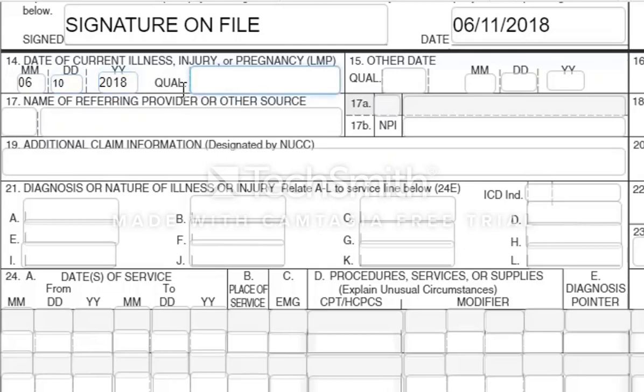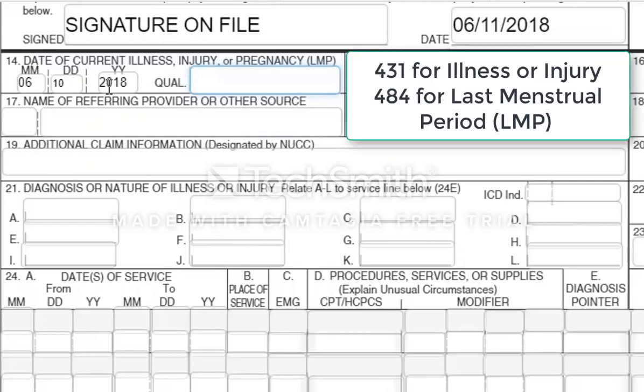Now, on this right-hand side of block 14, you see where it says QUAL. That represents qualifier. This is to let the claims processors know whether we're using illness or injury or last menstrual period. If we're using the date of illness or injury, we're going to put qualifier 431 in this block. If we're using last menstrual period, then we will put 484.